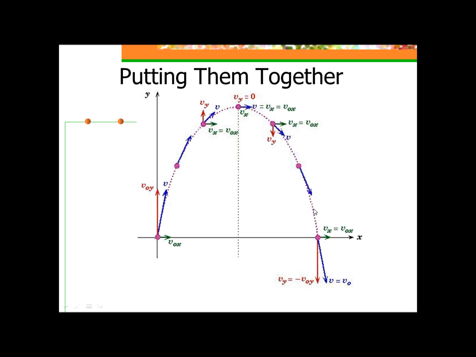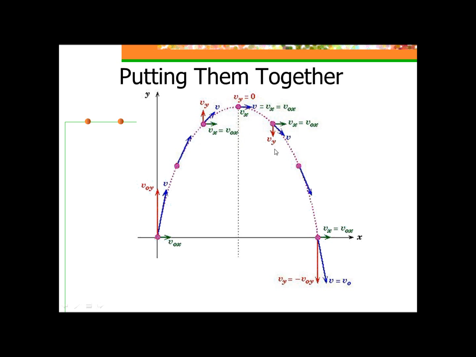Then, as it comes back down, it goes from 0 to a smaller number, and it gets bigger and bigger until that final velocity, when it hits the ground again, is equal to the negative of the initial velocity. So if this went up at, say, 30 meters per second, it would be 20, 10, 0, negative 10, negative 20, negative 30. So start at 30, end at negative 30.